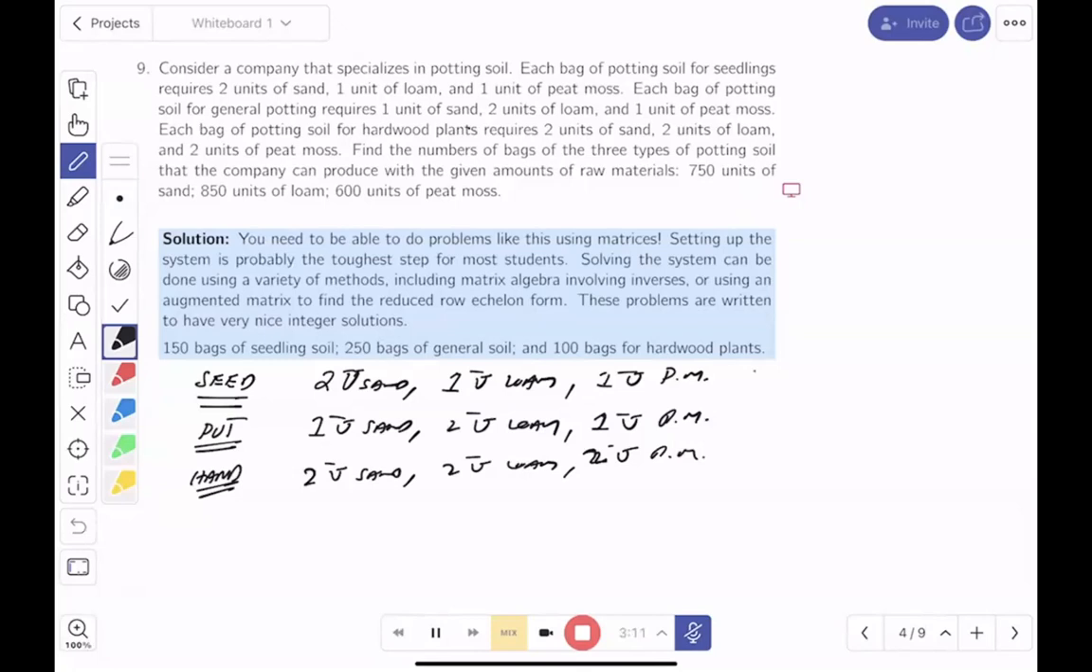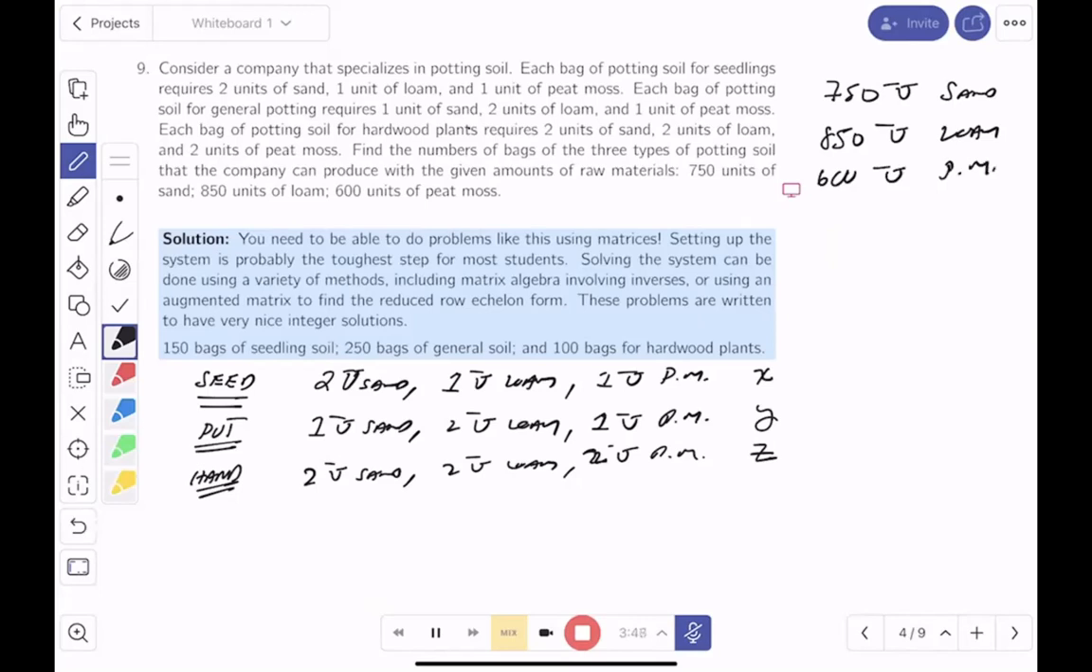I'll just say X bags of this one, Y bags of this one, and Z bags of this one over here. Now, what do they give me? I need to find those values, X, Y, and Z, given I have this in raw materials. I have 750 units of sand. That's all I have. I have 850 units of loam. And I have 600 units of peat moss.